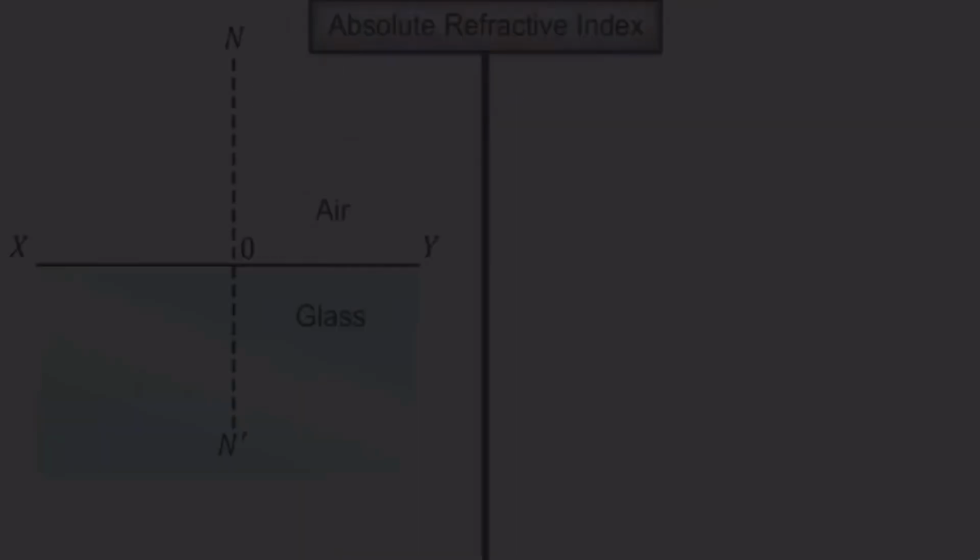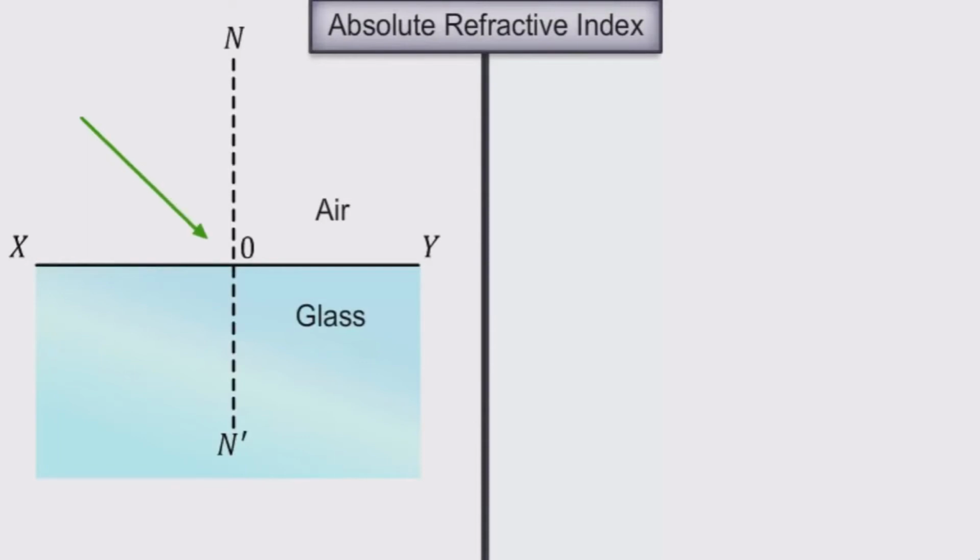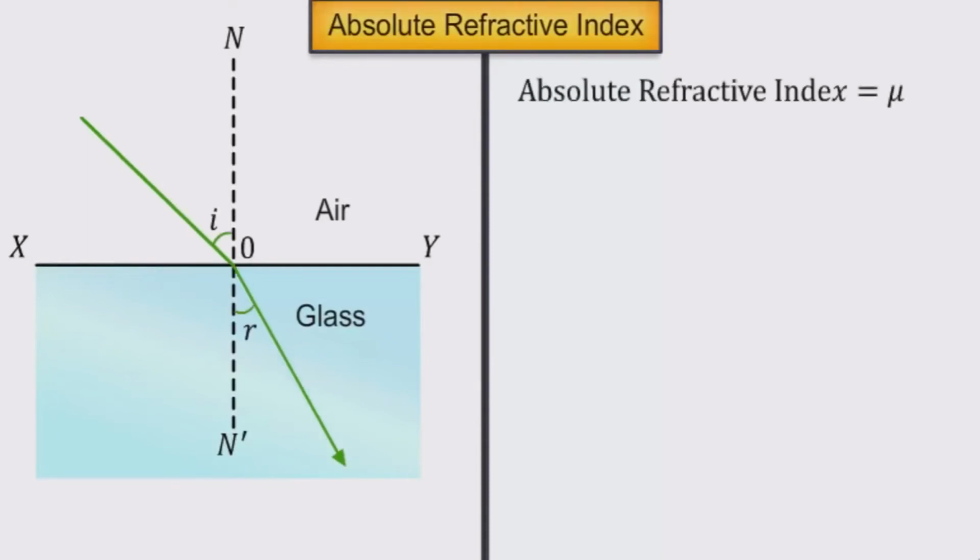Another example is absolute refractive index, mu, of an optical medium, which is the ratio of the speed of light in air or a vacuum to the velocity of light in the given medium.